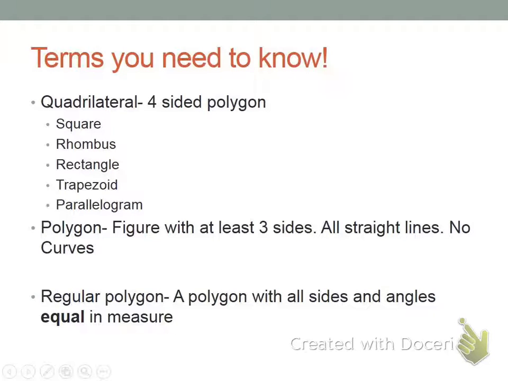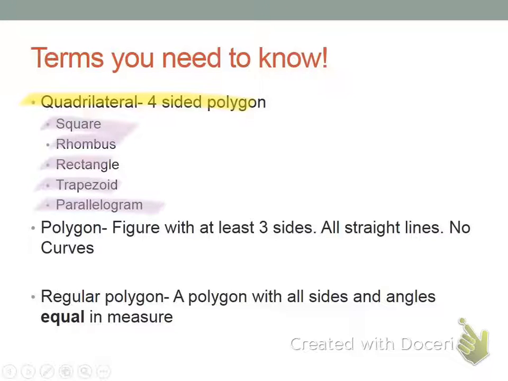The first one is that a quadrilateral, although it's a four-sided polygon, there are actual multiple kinds of quadrilaterals. We have a square, a rhombus, a rectangle, a trapezoid, and a parallelogram. In the slides after this, we're actually going to talk about the differences between them.